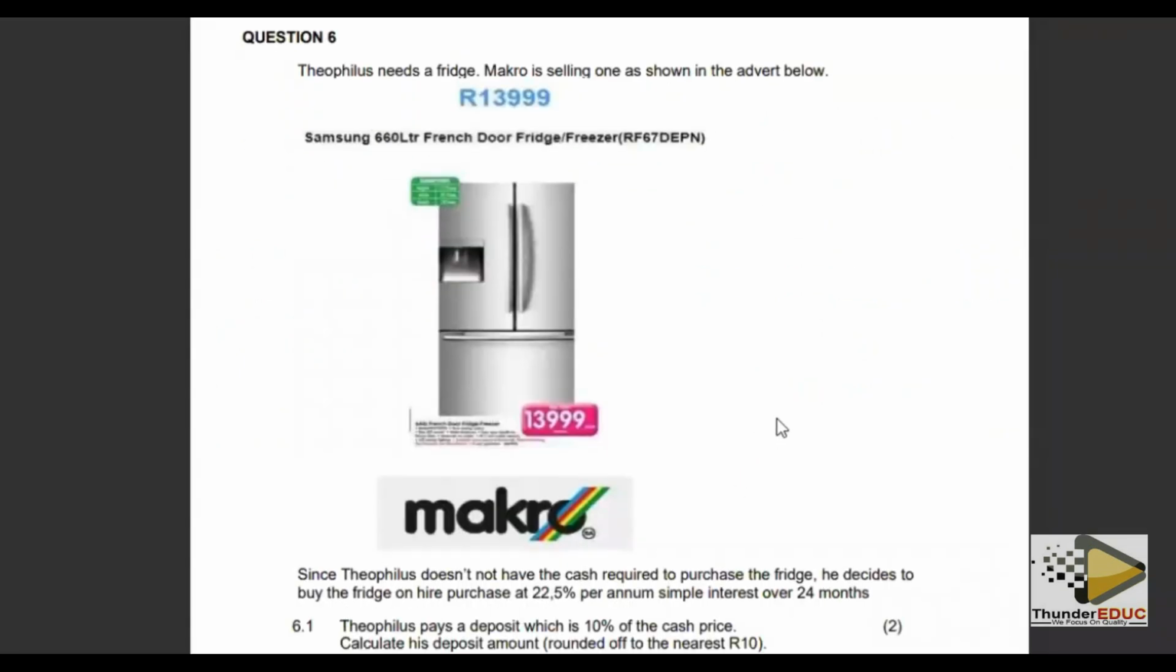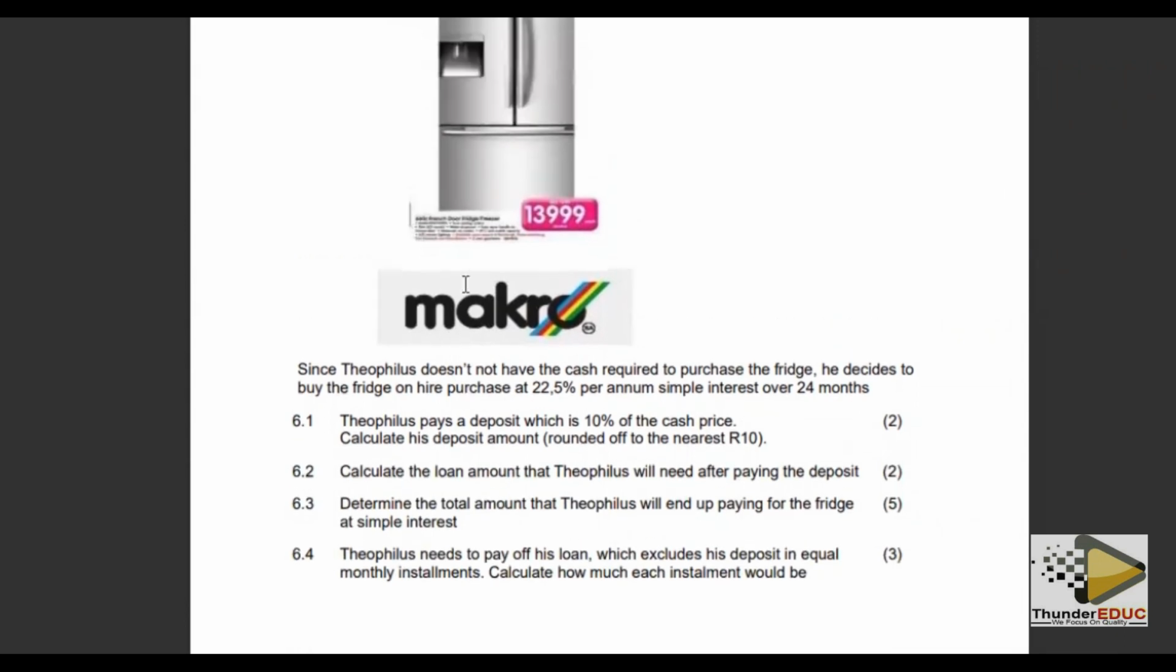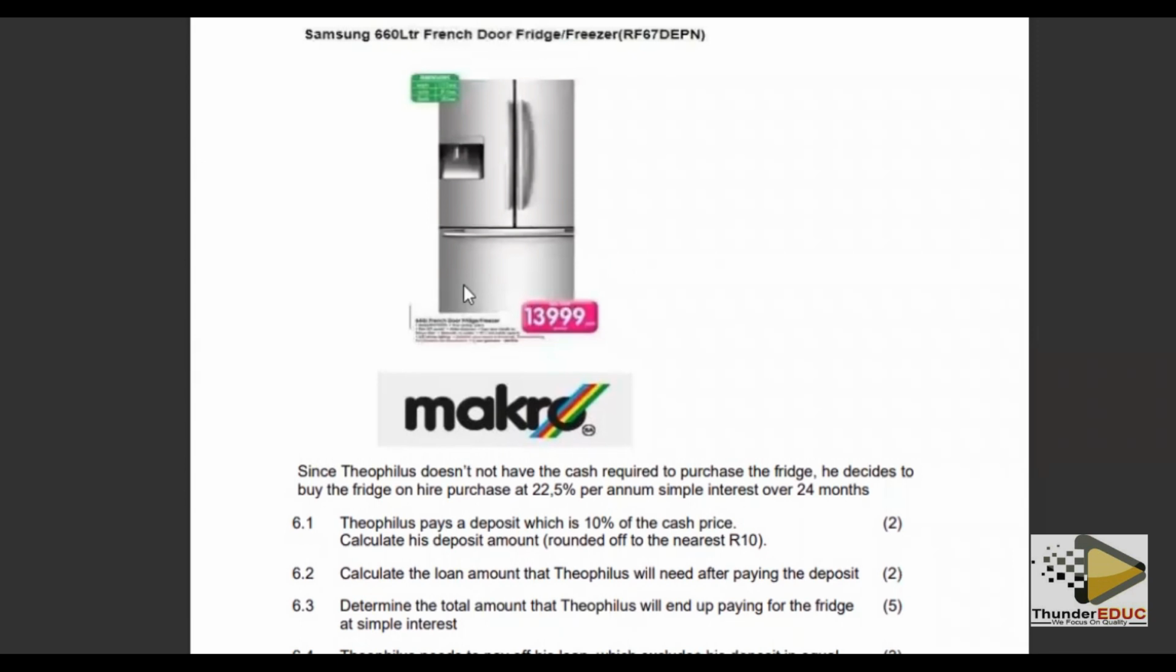All right, let's look at hire purchase. There's an example here. Someone wants to buy a refrigerator worth 13,999 rands. So the person decides to buy it on hire purchase. To take note, under hire purchase, one will have to put down a deposit.